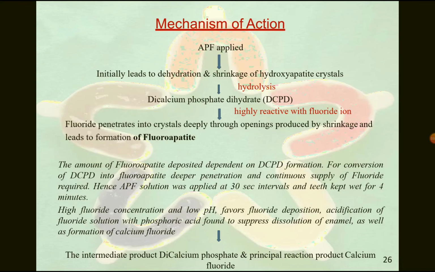Mechanism of action: once APF is applied, it initially leads to dehydration and shrinkage of hydroxyapatite crystals. Then DCPD, dicalcium phosphate dihydrate, is formed, which is highly reactive with fluoride ion. Fluoride penetrates the crystals deeply through openings produced by shrinkage and leads to formation of fluorapatite. The amount of fluorapatite deposited depends on DCPD formation. For conversion of DCPD into fluorapatite, deeper penetration and a continuous supply of fluoride is required.